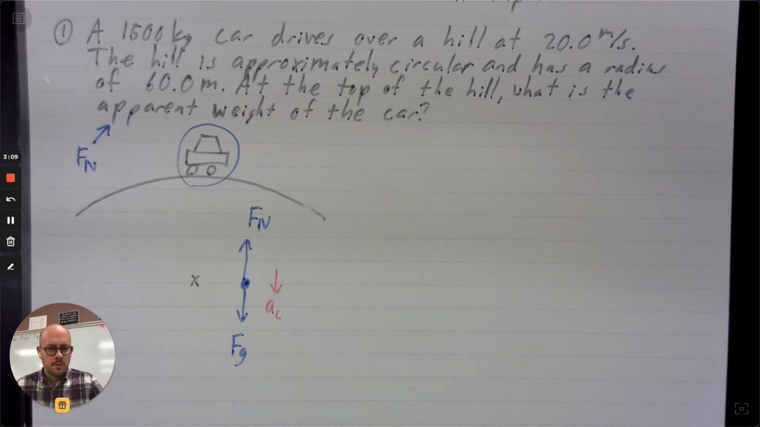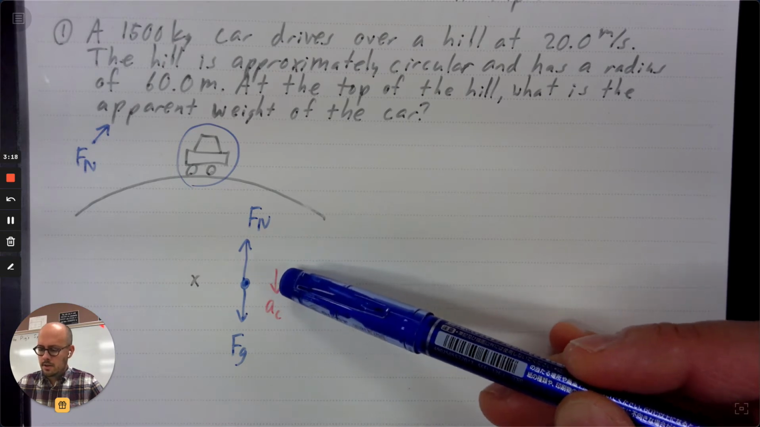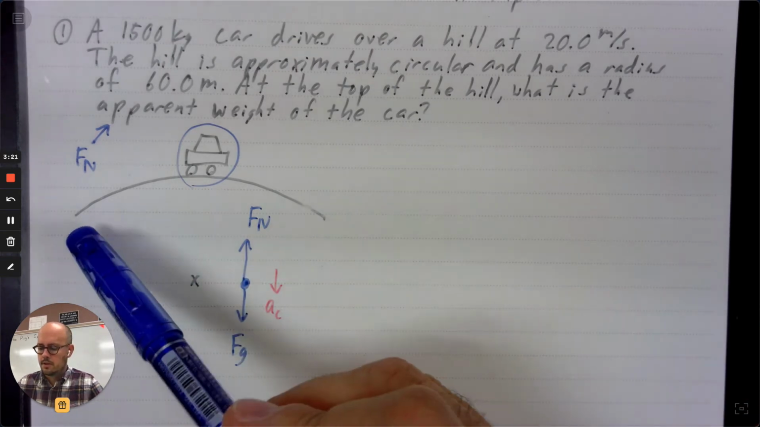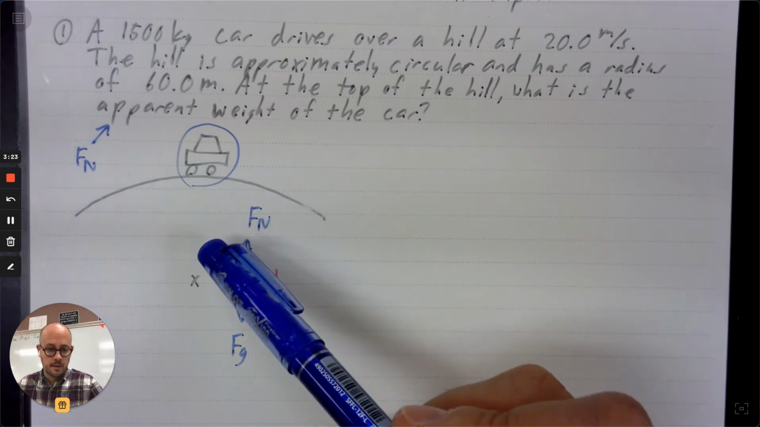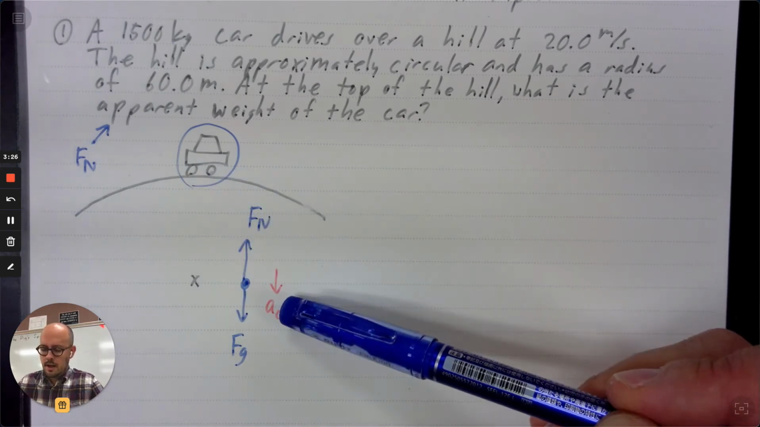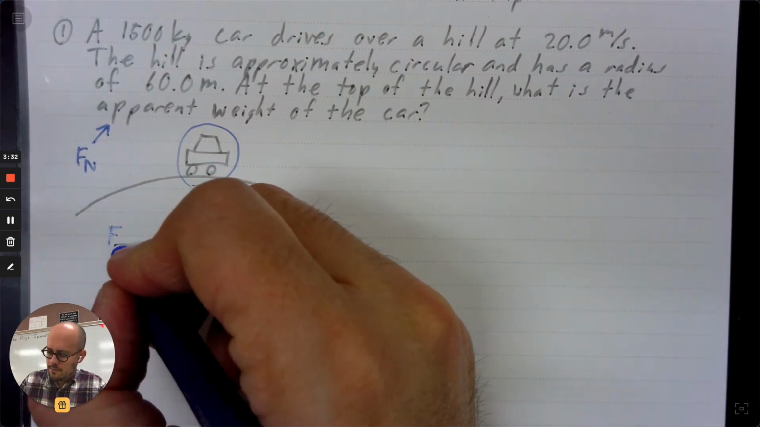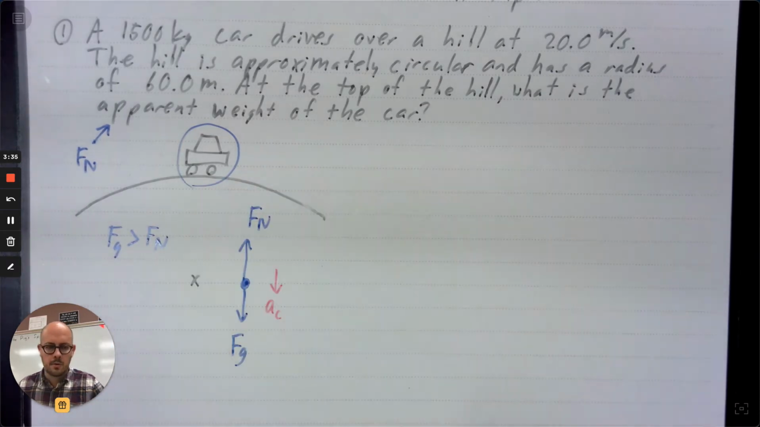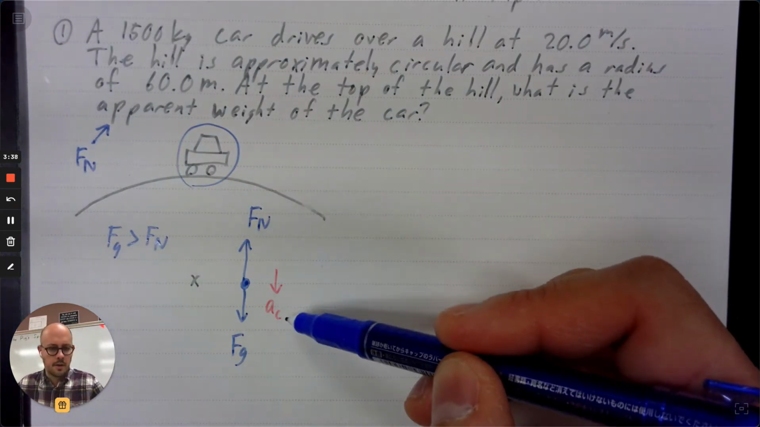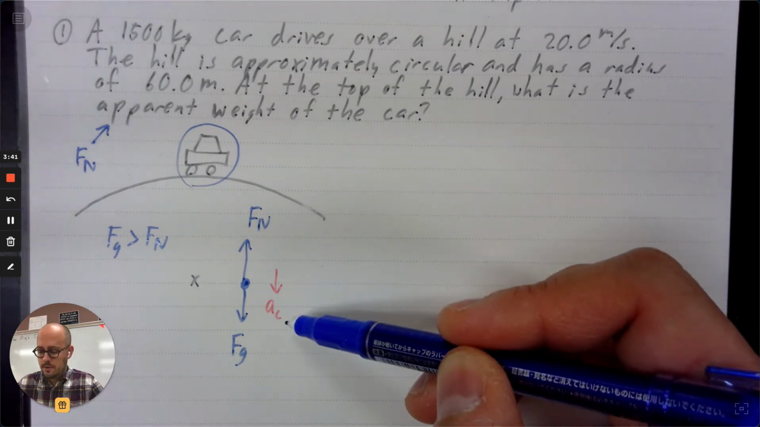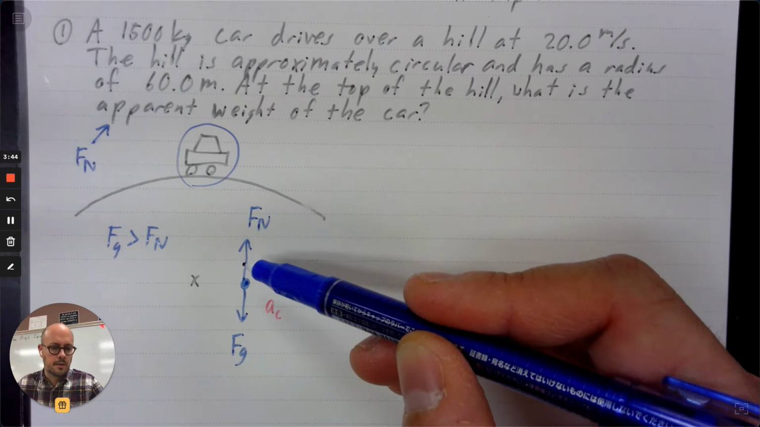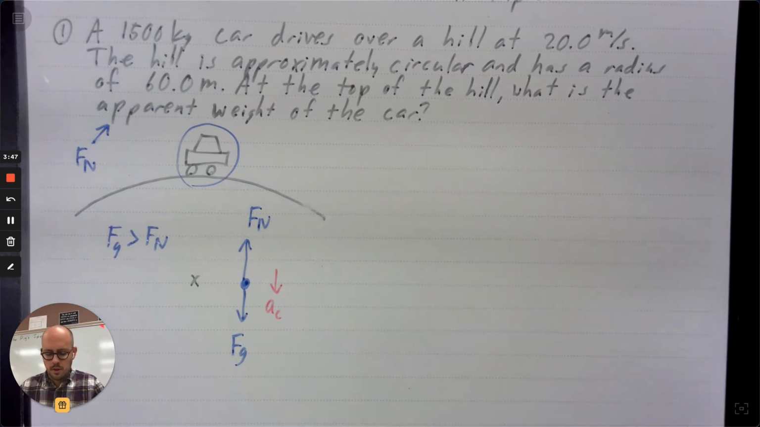So when you're faced with an apparent weight question, it's always about the normal force. Because the acceleration of this car is downward, and it's traveling in a circle, it has to have centripetal acceleration. Because that acceleration is downward, our understanding immediately is that the force of gravity is going to be greater than the normal force. Because the acceleration is downward, the net force acts downward. And so the downward force has to have a greater magnitude than the upward force. And so we're just going to show how that works mathematically.